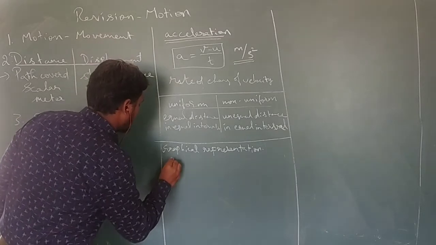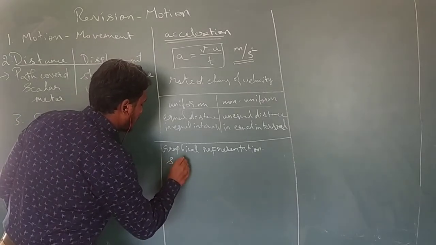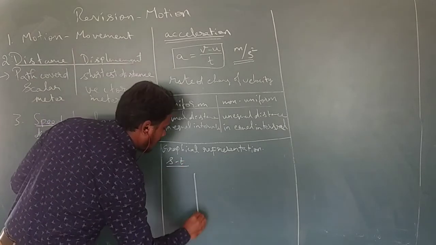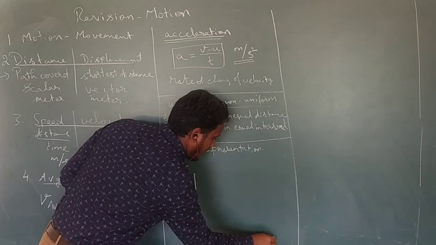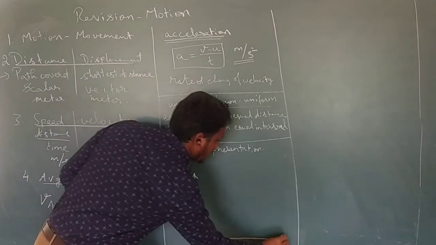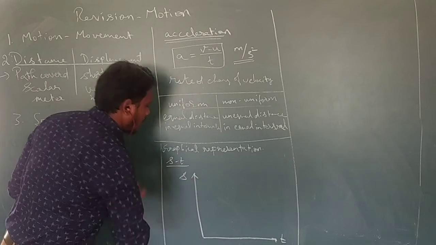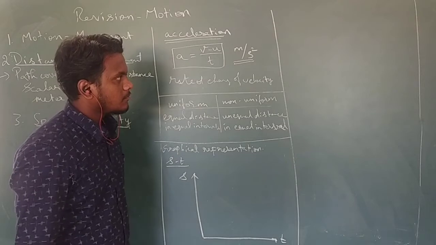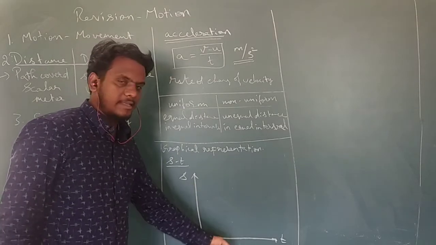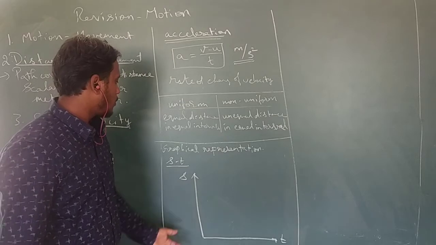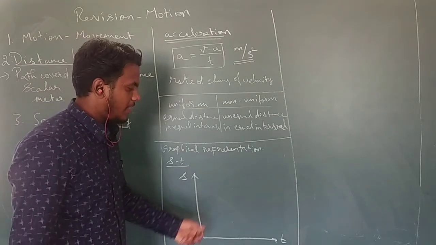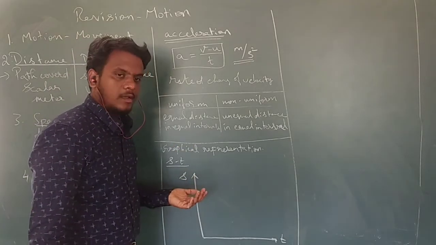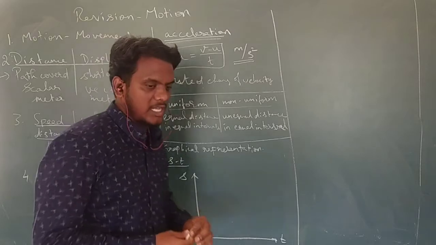Initially we'll start with the distance time graph. S is displacement, T is time. So this is the distance time graph. How do we take it? Always we take time on the x-axis and distance on the y-axis. In velocity time, we take the velocity on the y-axis and the same time on the x-axis. Here we can represent different kinds of motion: uniform motion, non-uniform motion, object at rest. We'll see how to represent them.